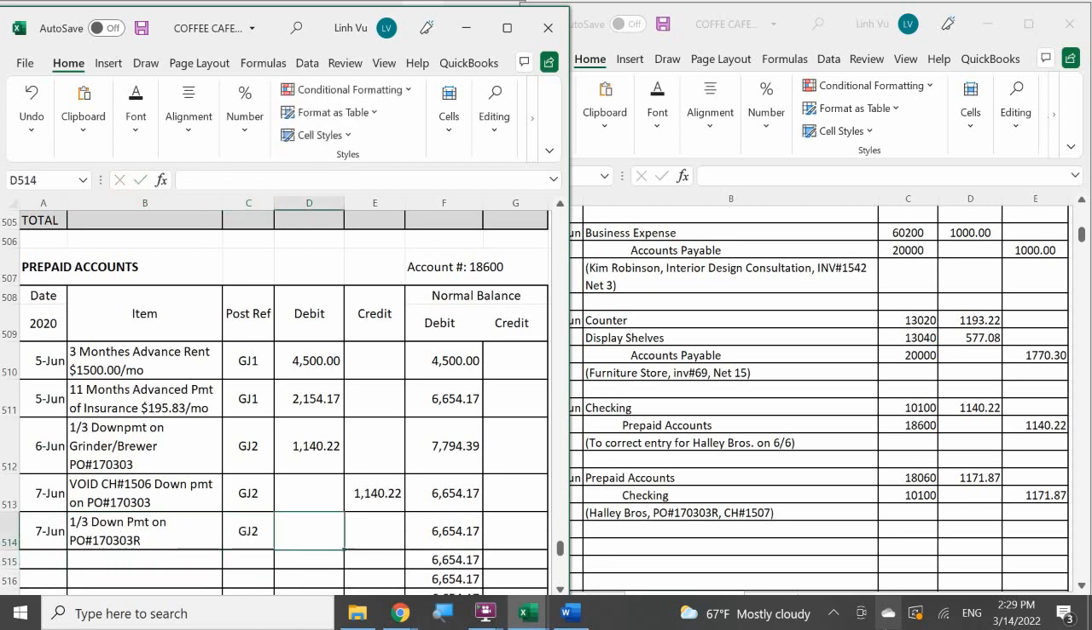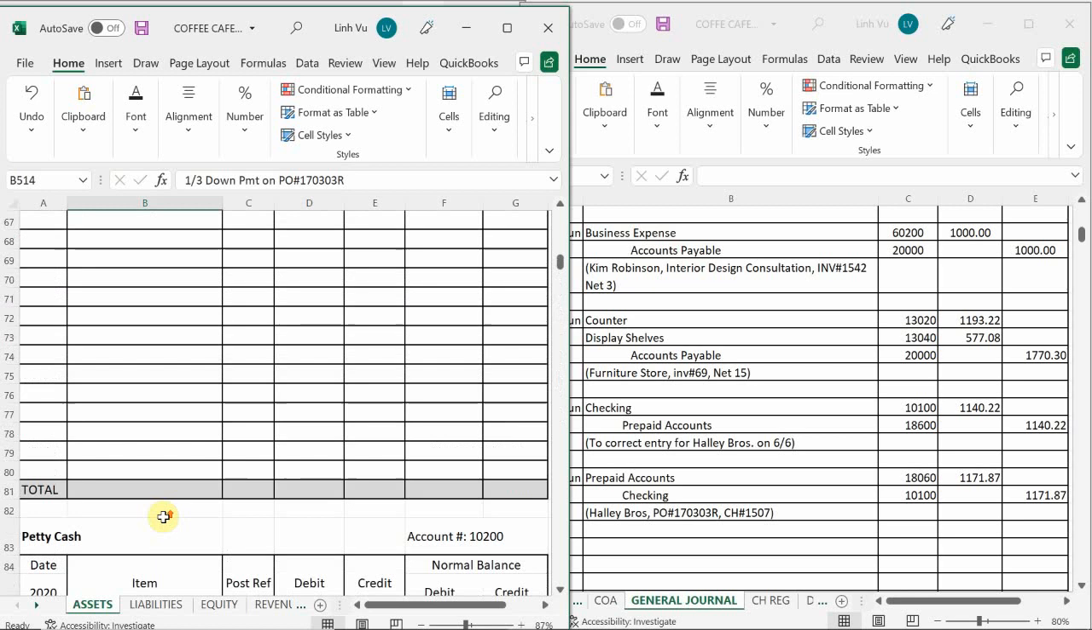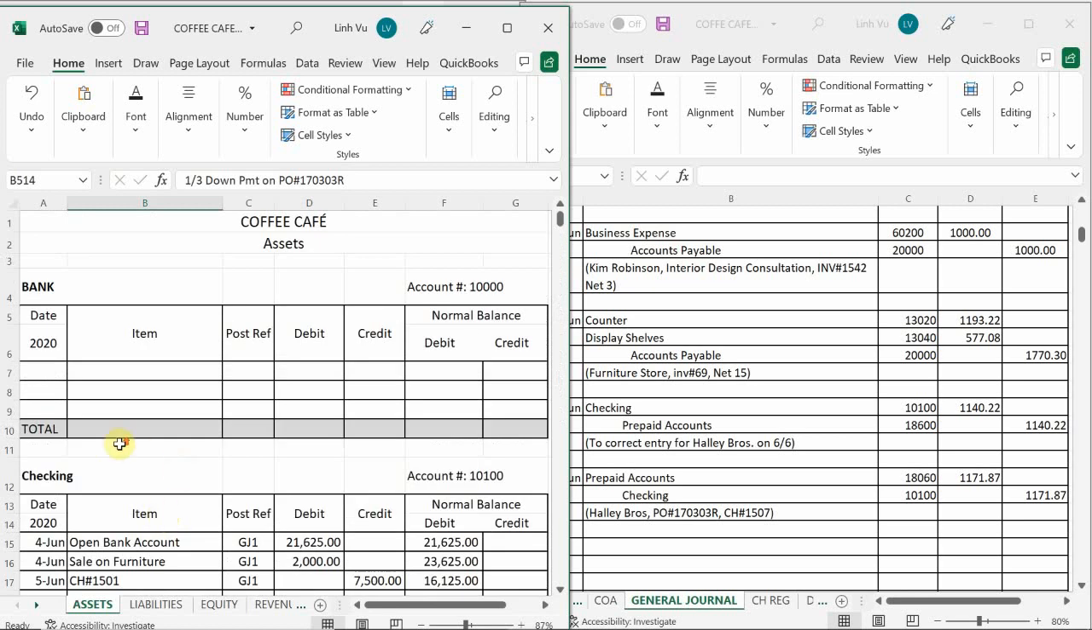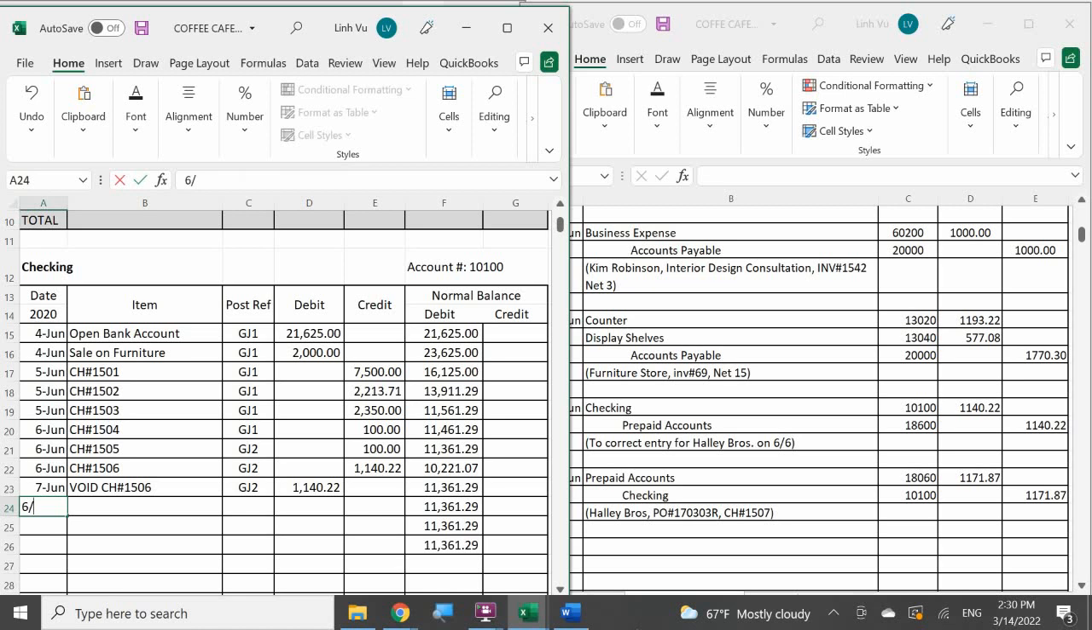We're still on General Journal 2, and this time it's for the $1,171.87. So now it's correctly adjusted by the total amount here. Okay? All right? And of course, we must update our checking account because we just reissued a brand new check.